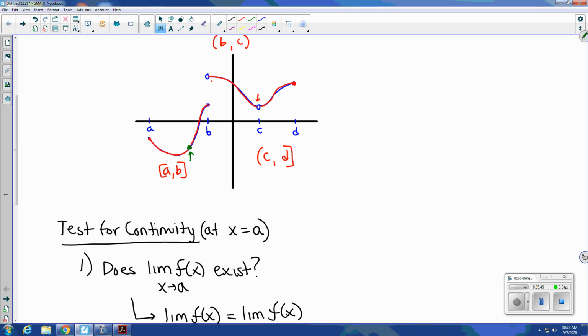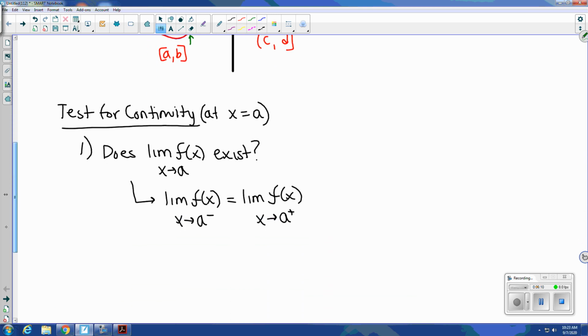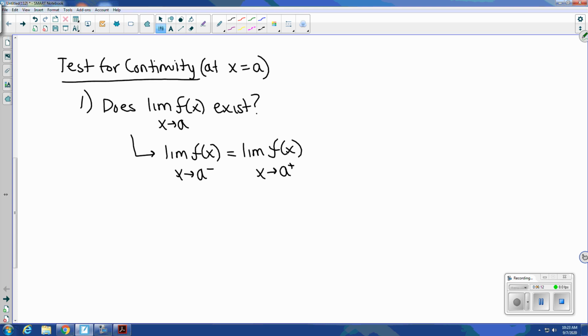But if we were to test continuity at this point, when we come from the left and when we come from the right, we're not arriving at that same coordinate. So that would be an example. This gap here shows failure for continuity based on the first step in our test. So we want to make sure that the limit exists if we have continuity at a point.